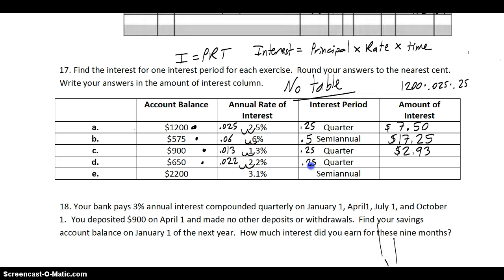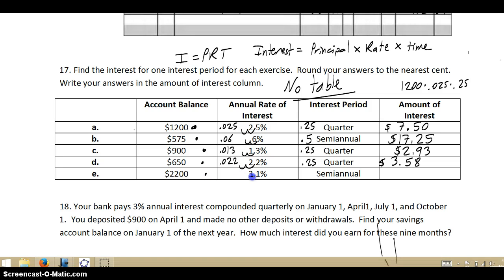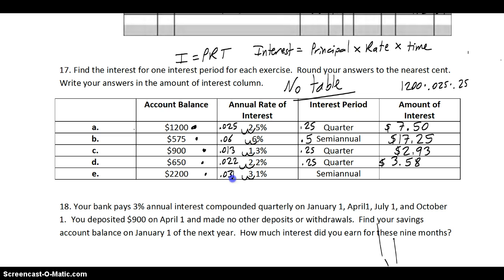Okay? Same thing, 650 times, let's move the decimal point 1, 2 places, so we got 0.022, and then times 0.25 again, because it's quarterly. Multiply that out. I think you get 3.575, and again, 2 places only, so you have to ask yourself, does the 5 round that 7 up? And the answer is, of course, yes. So it is $3.58.